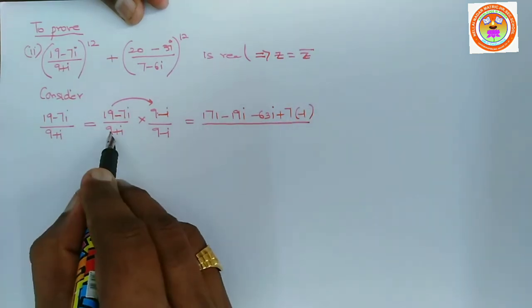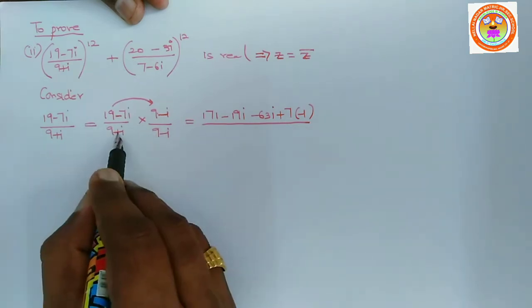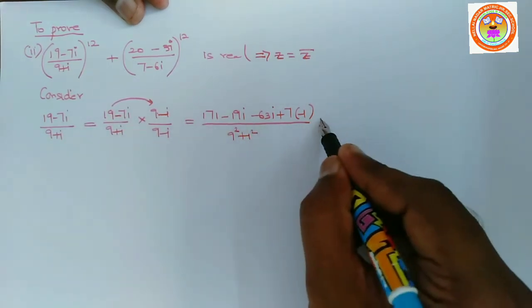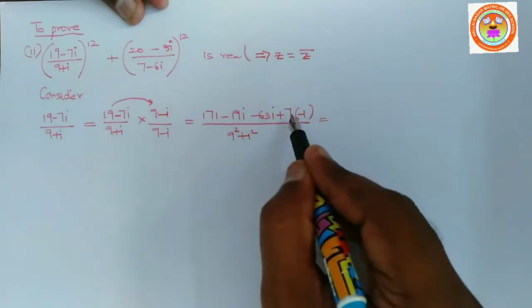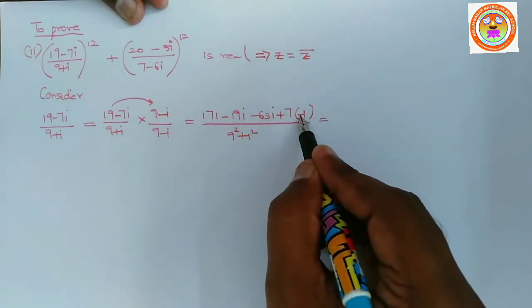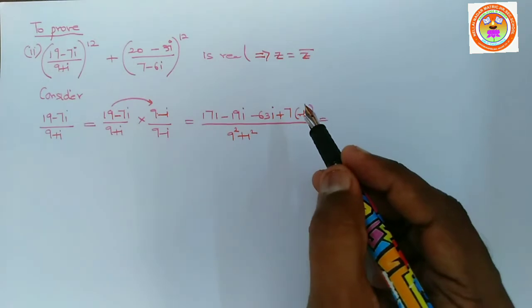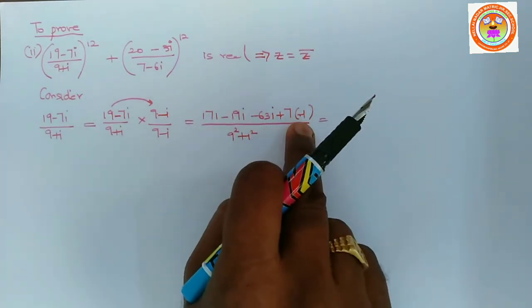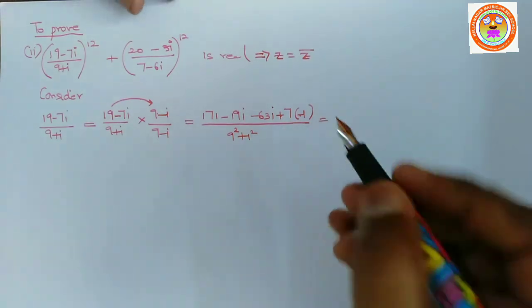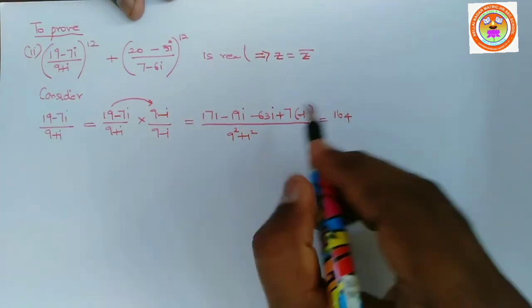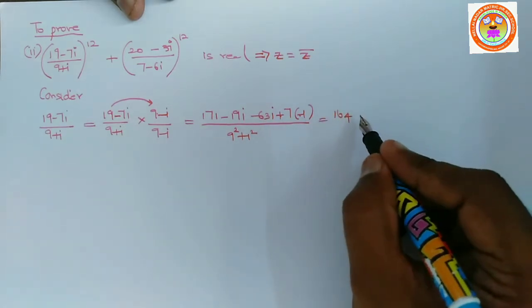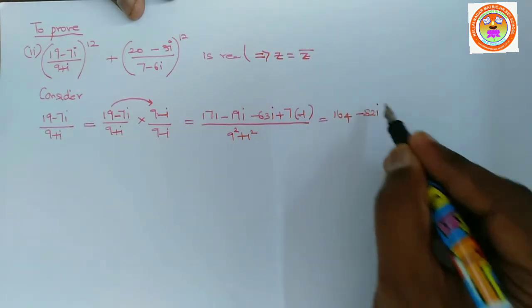This is the format a plus ib, a minus ib, so the denominator is 9 square plus 1 square. So 171, plus into minus minus, becomes 171 minus 7, which gives us 164. Then minus 19i minus 63i, which gives minus 82i.